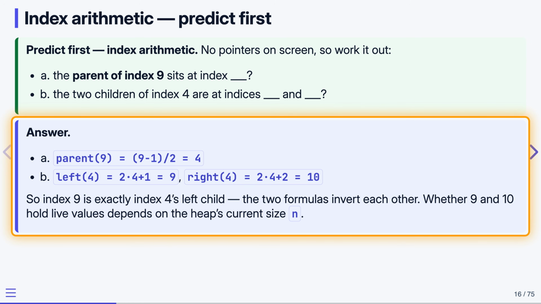The parent of 9 is (9 minus 1) over 2, which is 4. And the children of 4 are 2 times 4 plus 1, which is 9, and 2 times 4 plus 2, which is 10. So index 9 is exactly index 4's left child. The two formulas invert each other. Whether 9 and 10 hold live values depends on the heap's current size.